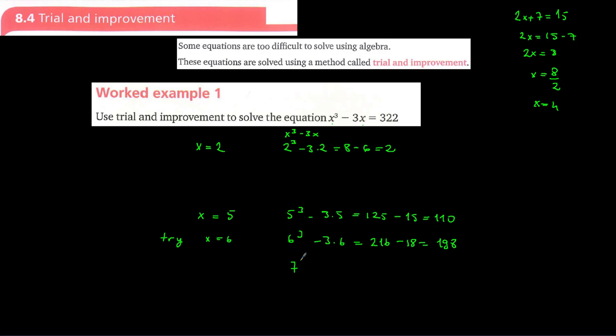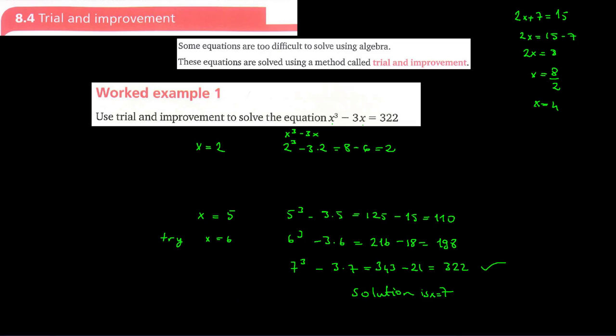Then I'm going to try 7 cubed. 7 cubed minus 3 times 7. If you remember, 7 cubed is 343, so 343 minus 3 times 7, which is 21, and it's equal to 322. Yes, bingo, we found the number. So the solution is x is equal to 7. So the trial method means this one.